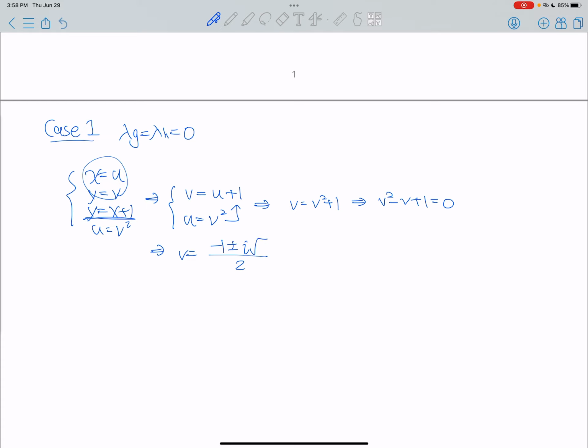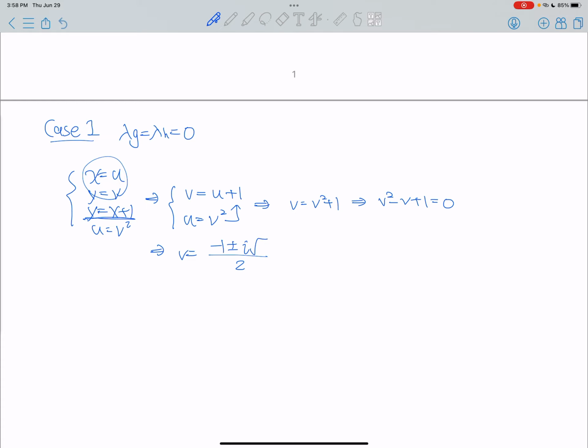Since all the unknowns must be real, and this is not real, the only possible case for this solution is case 2: lambda g not equal to lambda h not equal to 0. In this case, we can also rewrite the equation set. But first, we just look at these two.